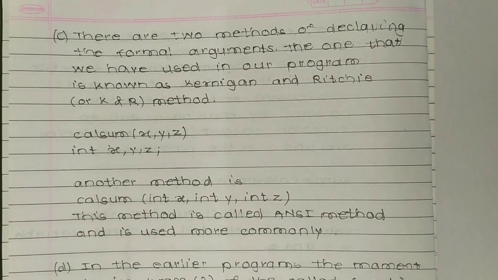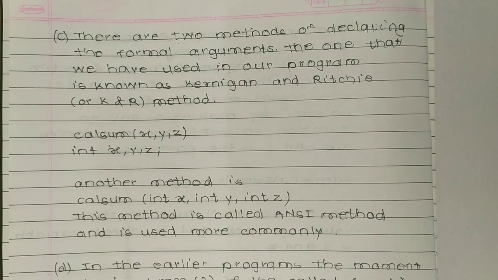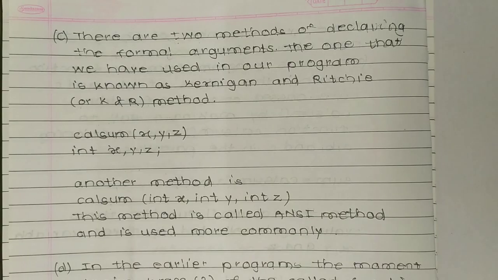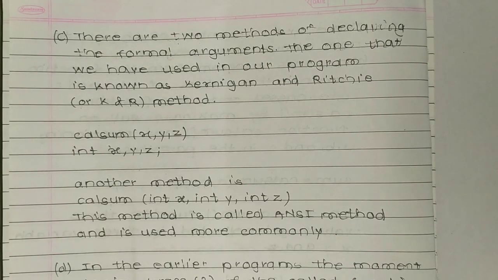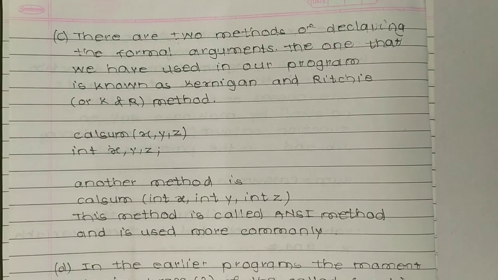Another method is calsum(int x, int y, int z). This method is called the ANSI method and is used more commonly. Here, inside the function's brackets, it is written int x, int y, int z. But in the K and R method, calsum(x, y, z) is written first, and then separately we write int x, y, z. So these are the two methods.